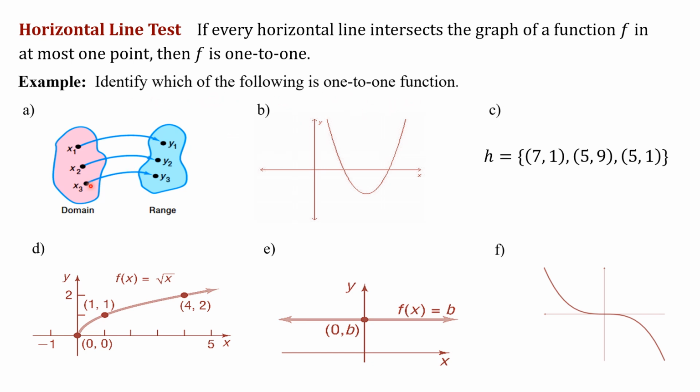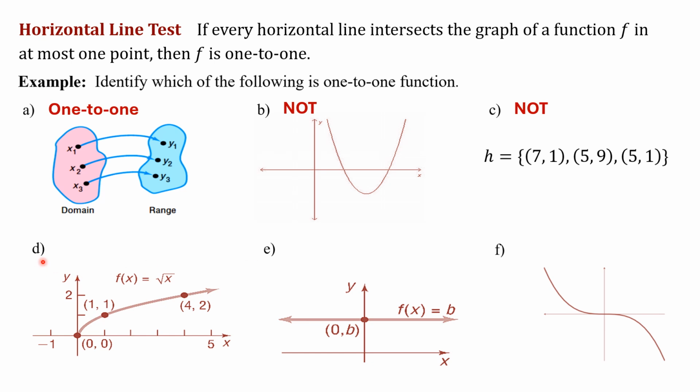For letter A, the given is a mapping diagram, and we can see that this is a one-to-one mapping. For letter B, the given is the graph, and using the horizontal line test, we can see that a horizontal line intersects the graph in 2 points. So letter B is not one-to-one. For letter C, using these ordered pairs, (7, 1) and (5, 1), we can see that the mapping here is many-to-one. So this is not a one-to-one.